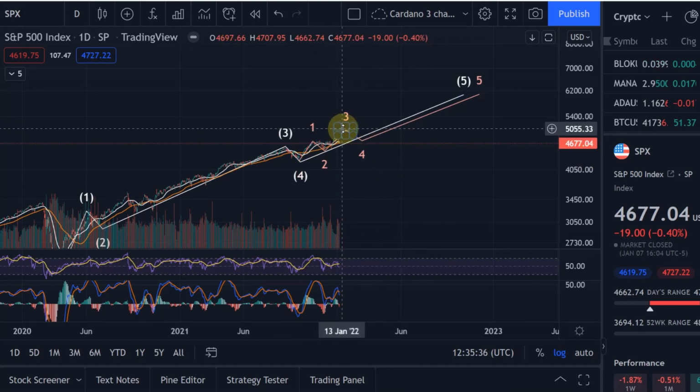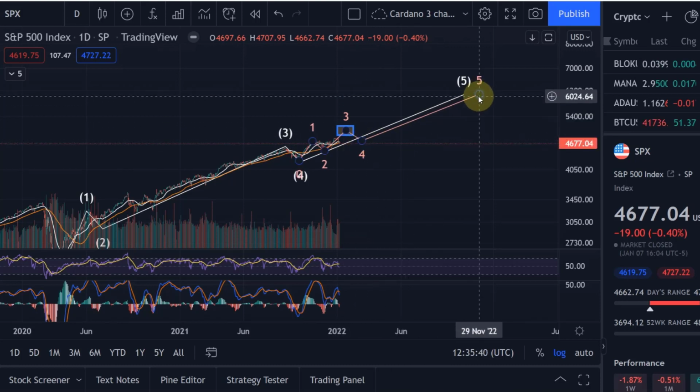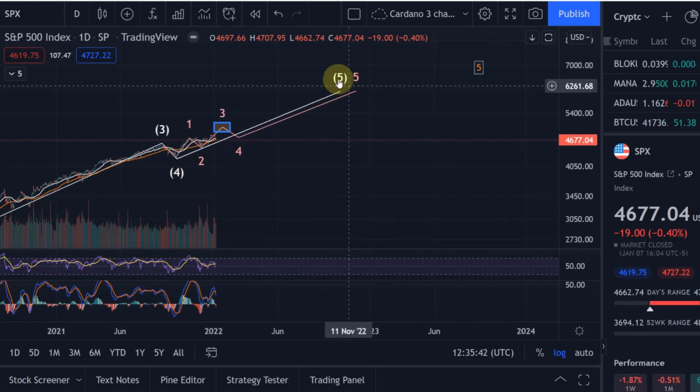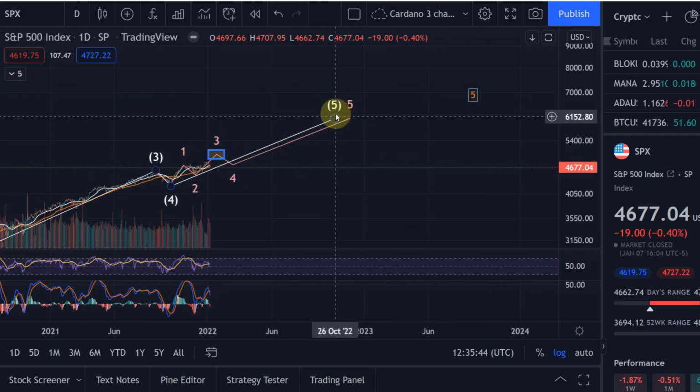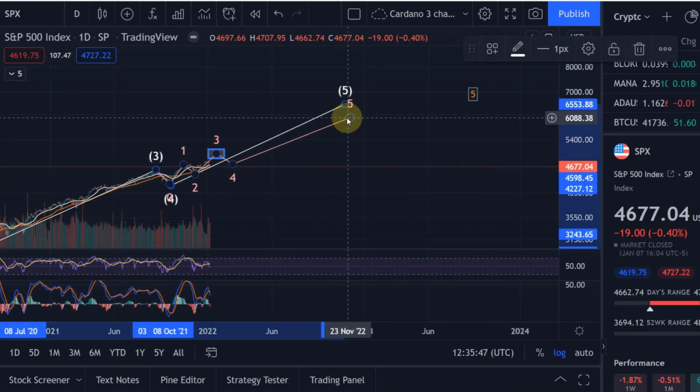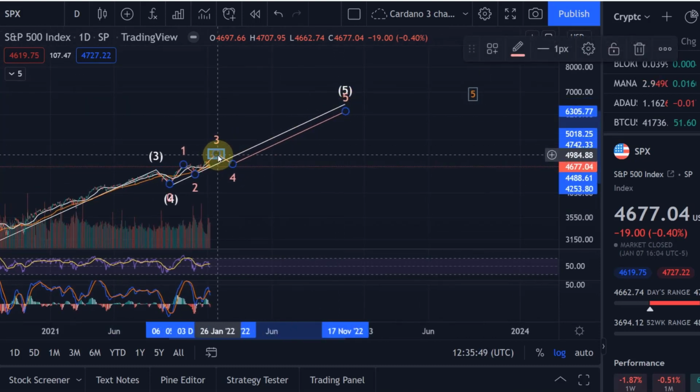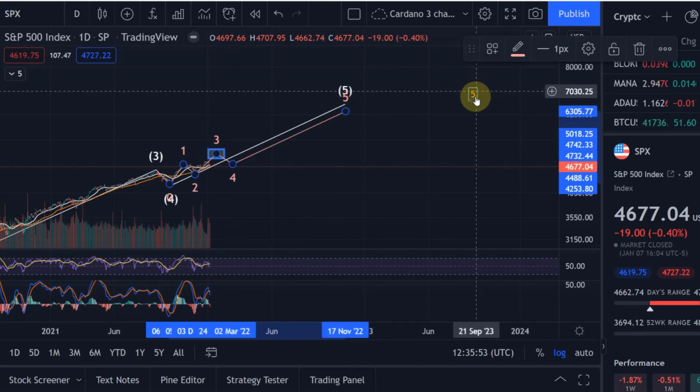After that, you will get your wave 4, which is going to be a bit of a drop before we then go up in a wave 5. And again, this could be extended further. Before we know where the wave 3 will land, we are not going to be able to calculate absolutely where that wave 5 will end.